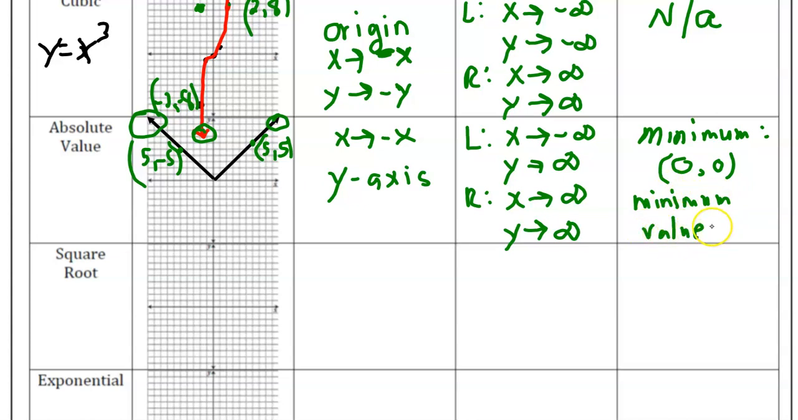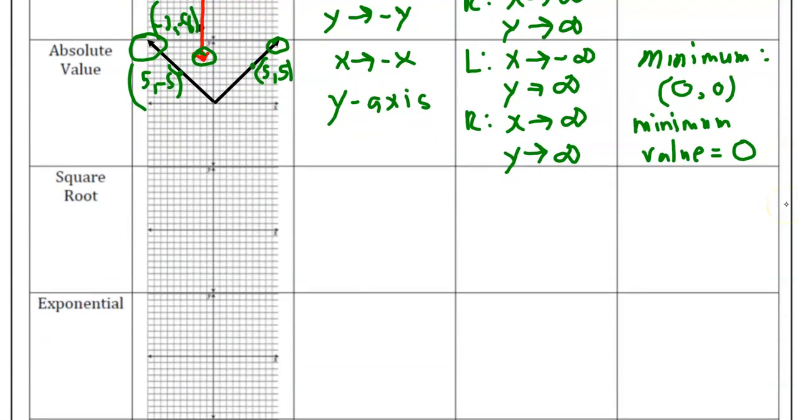Remember, your minimum value is your y coordinate, the y value for the minimum. Square root, so we got 0, 0, square root of 1 is 1, square root of 4 is 2, and square root of 9 is 3. So let me give you those ordered pairs: 0, 0; square root of 1 is 1; square root of 4 is 2; square root of 9 is 3. Okay? So this one here does not have any symmetry. None.